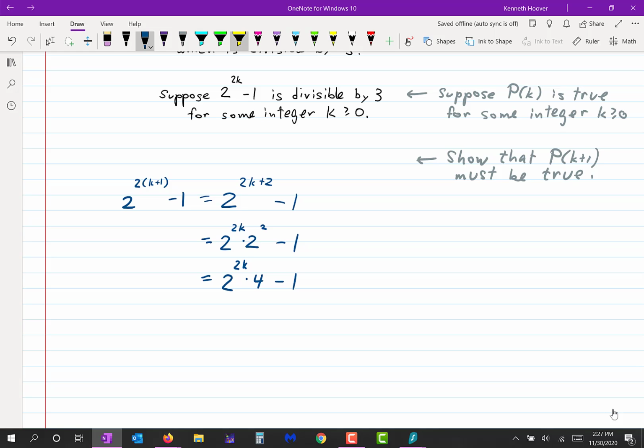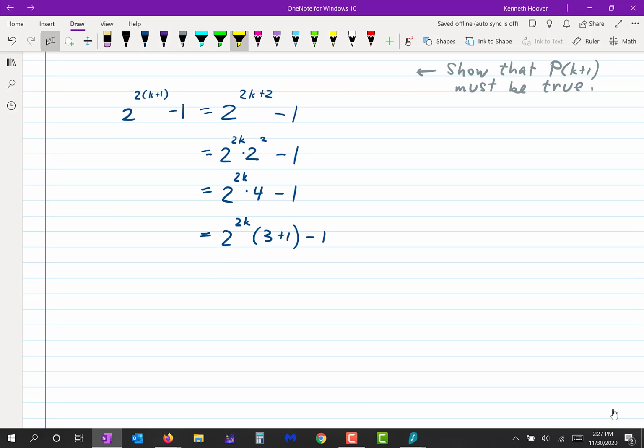Okay, where can we go from here? Well, look at this. We're trying to show that this is divisible by 3. So let's write 4 as 3 plus 1. Okay, now I can see where things are going to go. So this will be 2 to the 2k times 3 plus 2 to the 2k. In case you don't see this, I'm distributing right now. Okay. And then we'll have the minus 1.